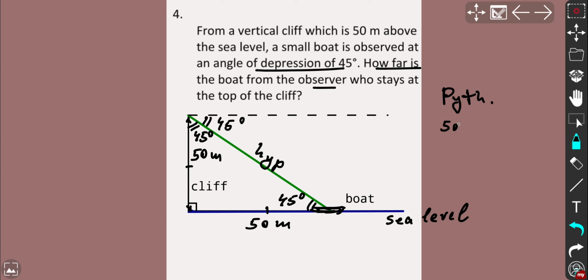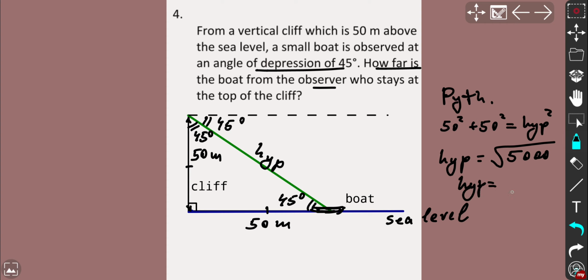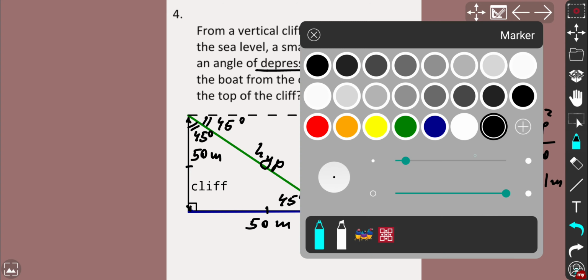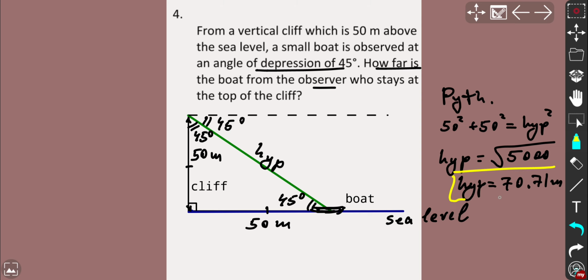We simply say that 50 squared plus 50 squared will give us height squared. That's the unknown distance that we're looking for. Okay, so the height is simply the square root of, and we have 5,000 here. So we can evaluate the square root of that. Okay, so in total, we've got 70.71 meters. That's the solution for that. As you can see, it's pretty easy, not so hard.